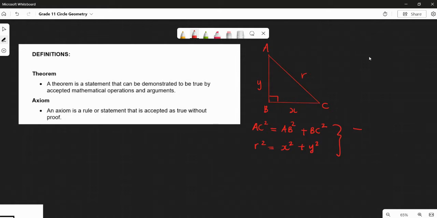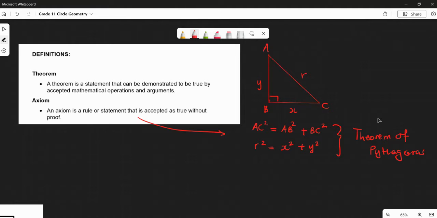So this is the theorem of Pythagoras. That is one statement that is accepted to be true. We don't have to prove it. But also be advised, as you move to grade 12, you also learn how to prove the theorem of Pythagoras using the similarity or equiangular theorem. So that's one theorem statement that is accepted to be true, the theorem of Pythagoras.